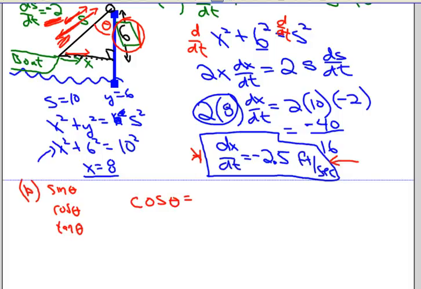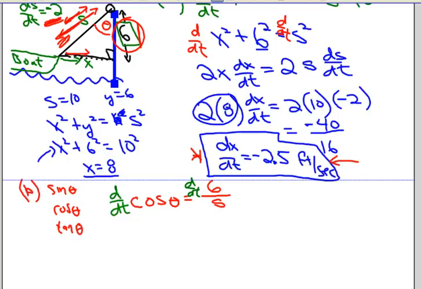is the adjacent. That's 6. That's a constant. It doesn't change the problem. I can sub that in right away over the hypotenuse. And it looks like I've outsmarted myself a little bit because that's still going to be a messy derivative. Let's take the derivative with respect to time.